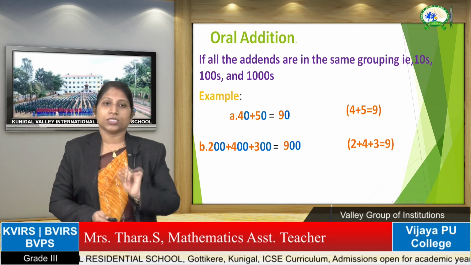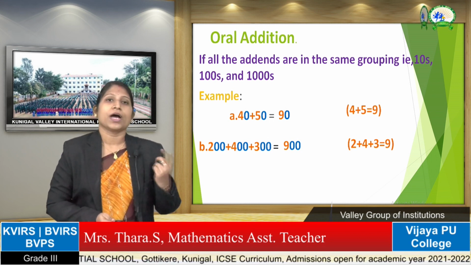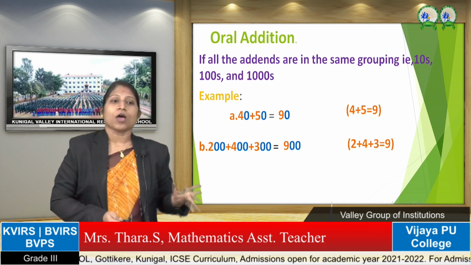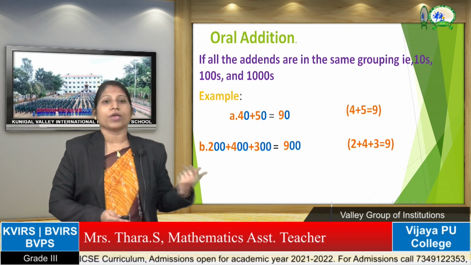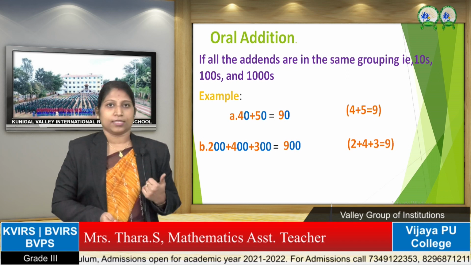First you have to look at the zeros. Write down those zeros. Tens, there 1 zero will come. Hundreds, there 2 zeros will come. Thousands, there 3 zeros will come. First write down the zeros and then you can add the numbers and write there.